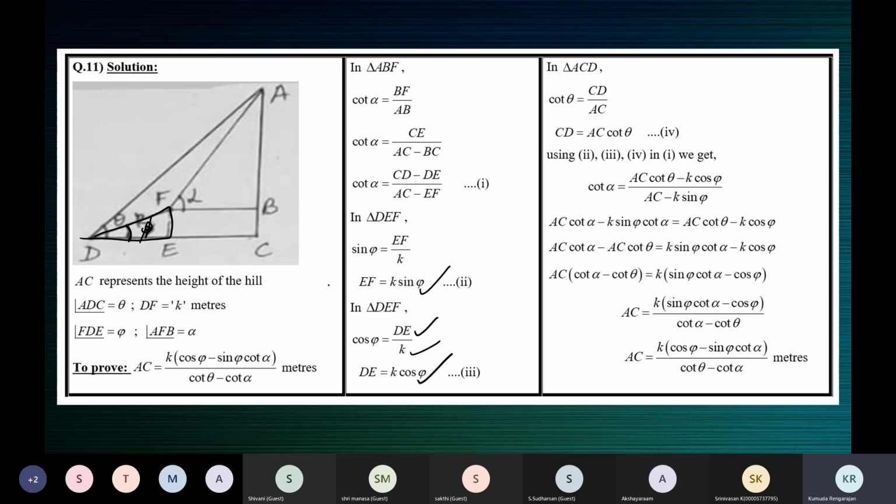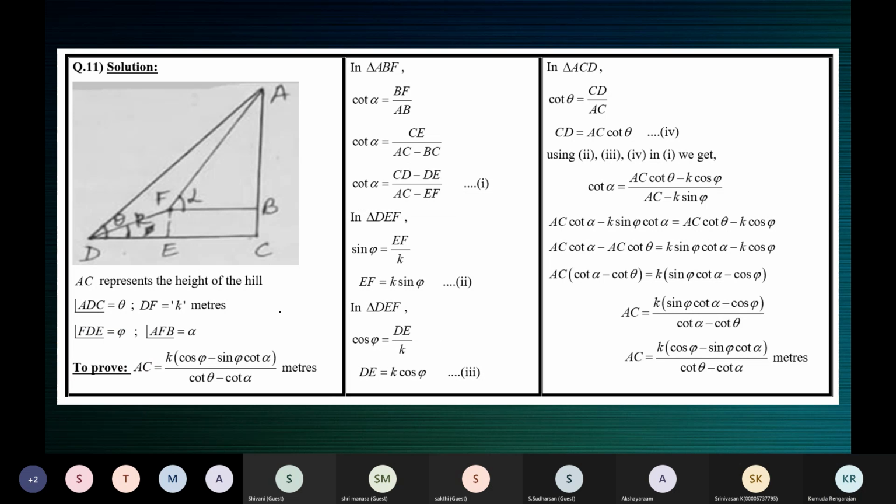So you can see here, we got EF. EF is here, so we can substitute. In this result, we are going to substitute. Now EF we can replace here. EF is equal to K sin phi. We got DE. DE we can take away and write K cos phi.